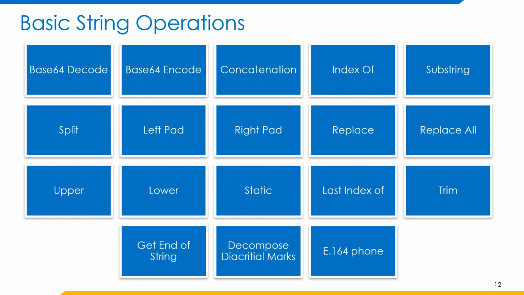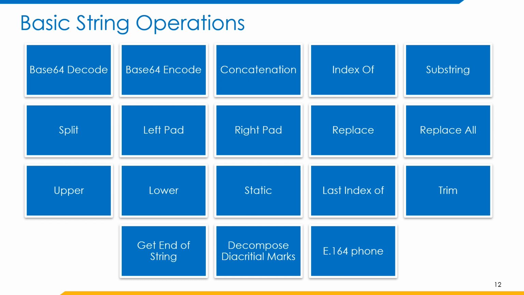Base64 decode. This transform is used for converting Base64 to string. Basically, it is used for decoding purposes. Base64 encode. This transform is used for converting string to Base64. Basically, it is used for encoding purposes. Concatenation. The concatenation transform is used for combining two strings. This transform is basically used to combine first name and last name.